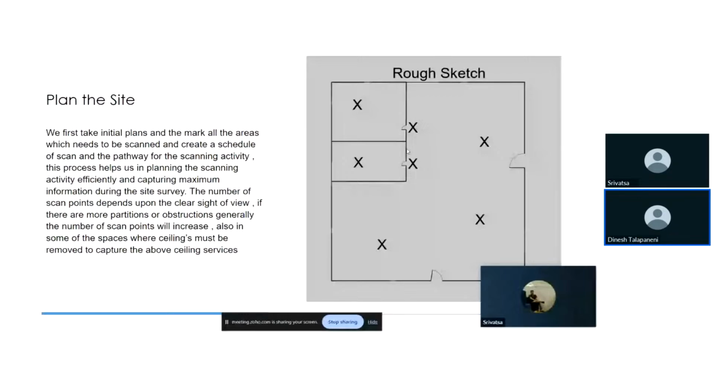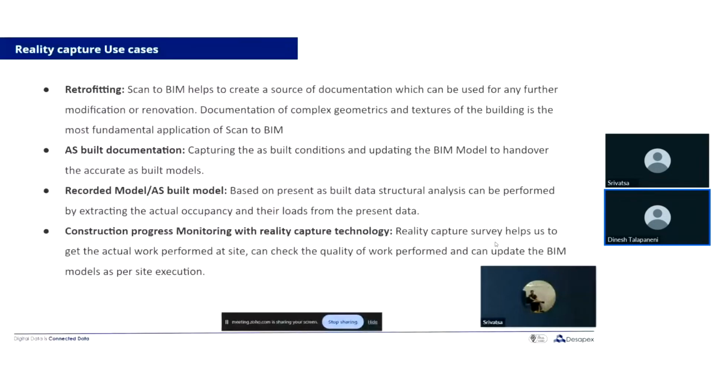There are certain use cases. Scan to BIM can be used for retrofitting and to get as-built documentation. As I told you before, at the handover stage you need to update your model or drawings as per the site conditions, because that will be the base drawings for the entire operation and maintenance. So you need accurate drawings at the end of the handover stage. We do the laser scanning, compare that point cloud data with the models to update the model and give the as-built, and you can keep that as a record.